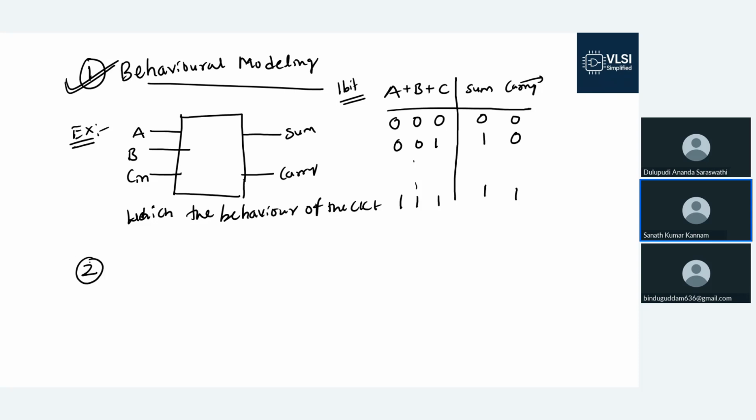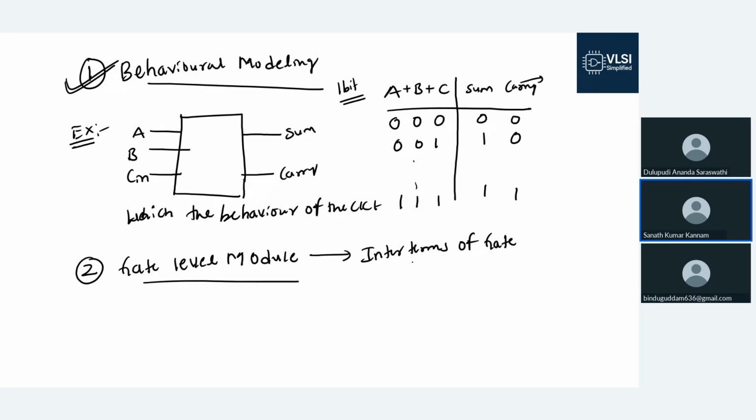Next, gate level modeling. We'll discuss it in detail; I am just giving the idea about what these modelings are. Gate level modeling means we will write the program in terms of gates. Suppose I want to implement a half adder using NAND gates. With behavioral modeling or data flow modeling, we can't design that. In terms of gates only, we can write the program.